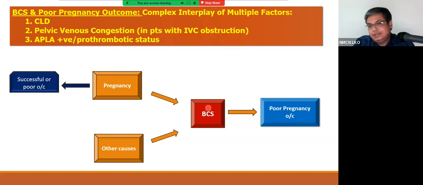So as far as BCS in young reproductive age females is concerned, pregnancy, being a hypercoagulable condition, can itself lead to BCS. And if the patient is managed successfully, it can result in a successful pregnancy outcome, or it can be a poor outcome. And the BCS that sets in can lead to a BCS cycle of poor pregnancy outcome or recurrent pregnancy loss. And a similar picture can result also from other causes.